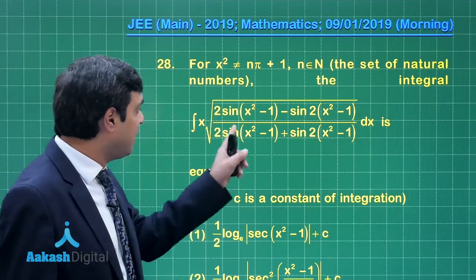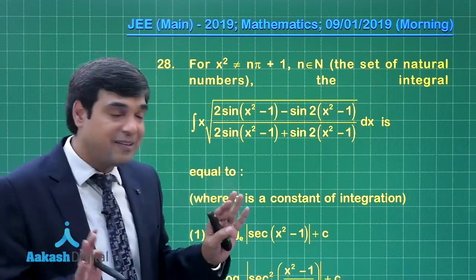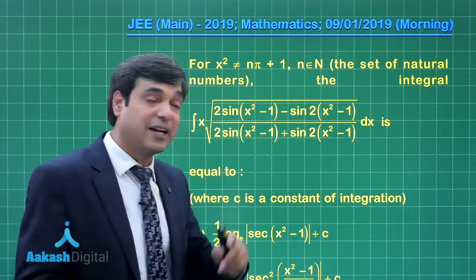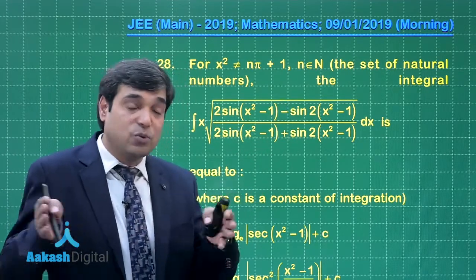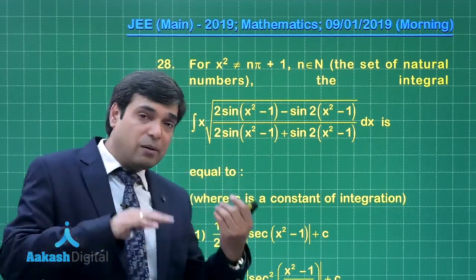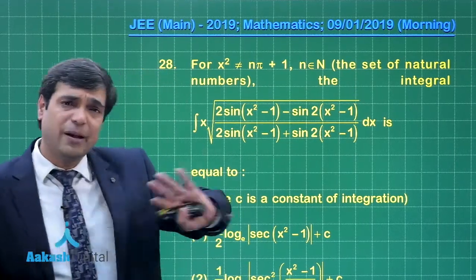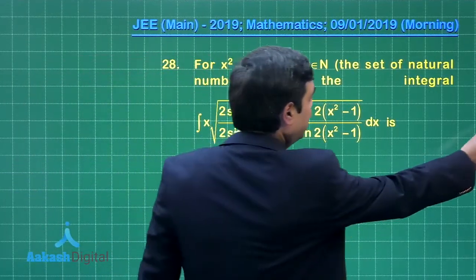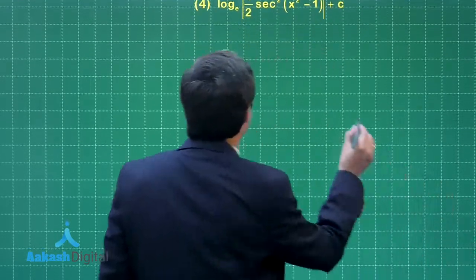Here, if I consider it as theta, it is 2 sine theta minus sine 2 theta, where sine 2 theta means 2 sine theta cos theta. So that term can be taken common comfortably and cancelled. So let's start this question by writing it first.